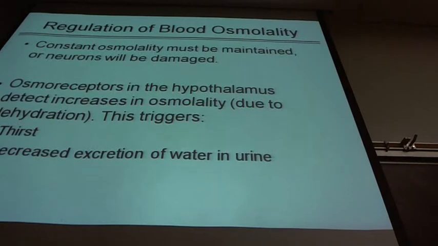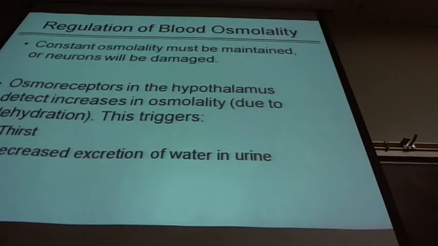Regulation of blood osmolality. It has to be regulated, because you have ions that need to be pulled in and out of the nerve cells especially. And when we talked about the action potential of a nerve cell, you've got all this sodium on the outside and potassium on the inside. If you change the osmolality, either dehydrate it or overhydrate it, then that gradient is going to change and your nerves aren't going to fire right. And we'll get into that.